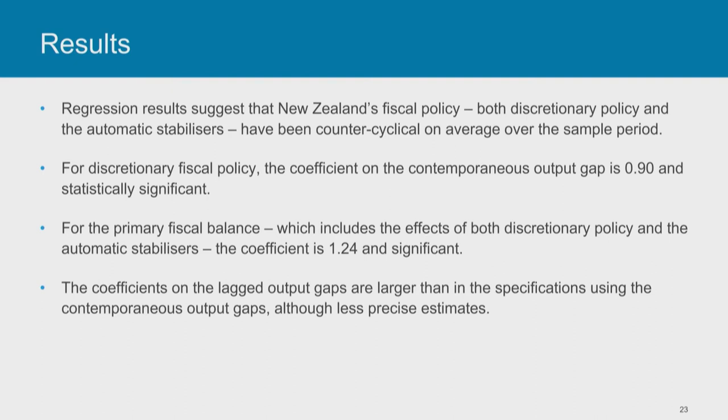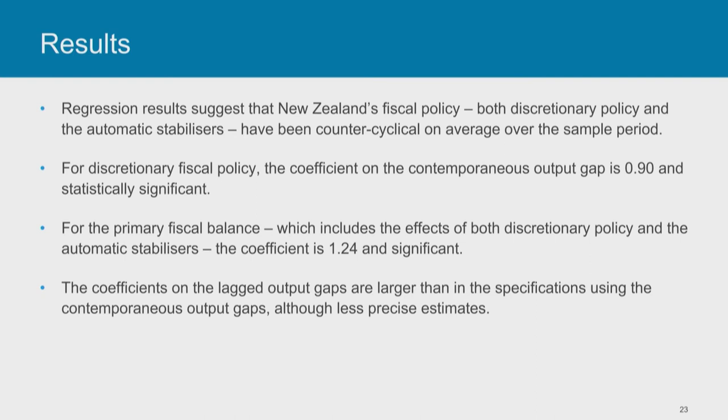and significant. So these results suggest that the cyclically adjusted primary balance increases by about 0.9% of GDP in response to a 1 percentage point increase in the output gap on average. And the primary balance would increase by 1.2% of GDP in response to a 1 percentage point increase in the output gap. The coefficients on the lagged output gaps are larger than in the specifications using the contemporaneous output gaps, although estimates are less precise. And so the results show that fiscal policy also puts weight on debt control.